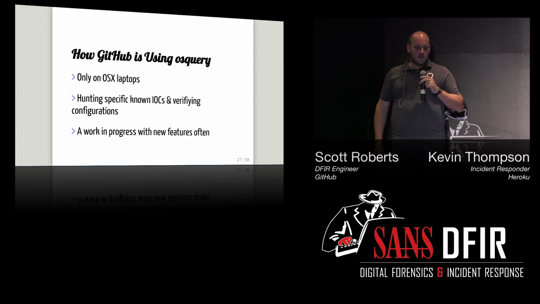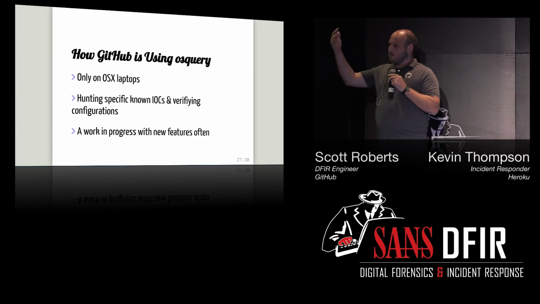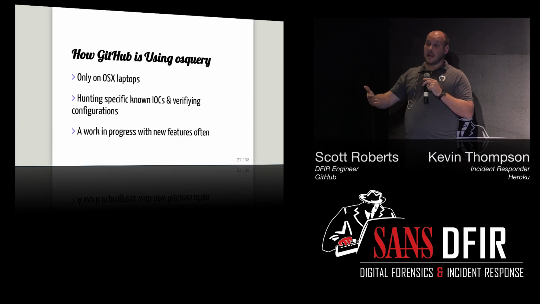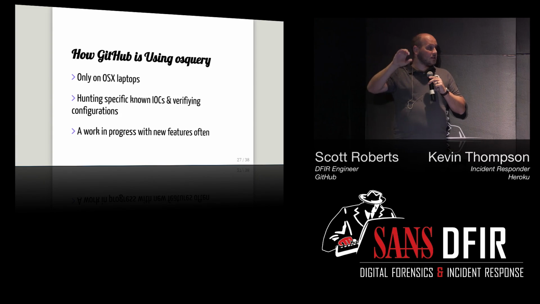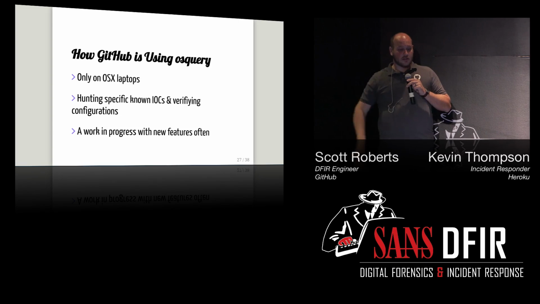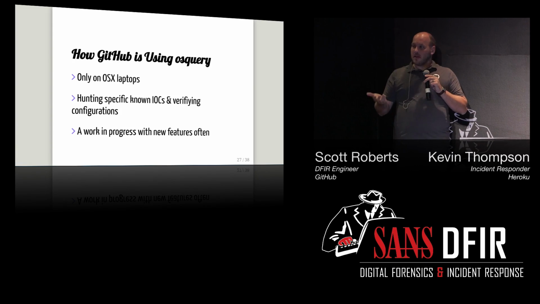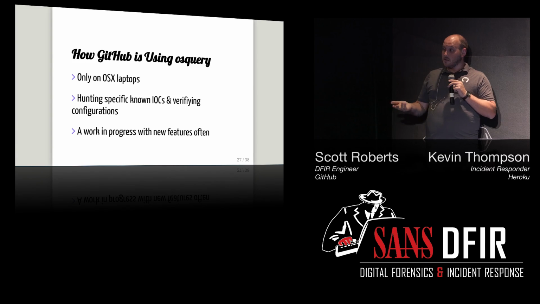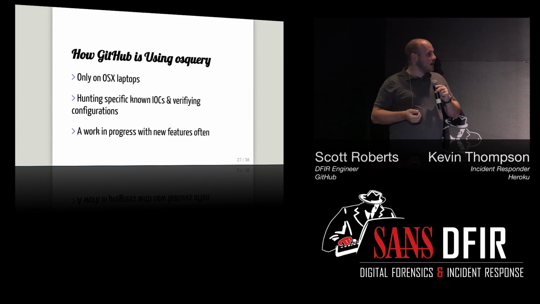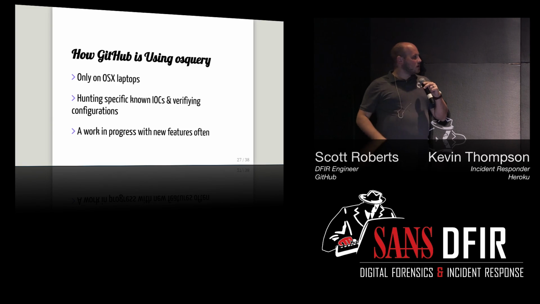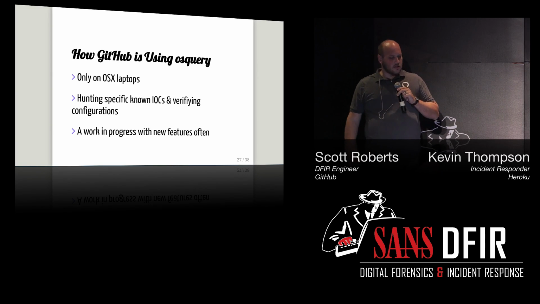We use it very specifically for hunting known IOCs. So whenever any new information comes out about people attacking Macs, the first thing we generally do is take it, figure out how to write queries against it, and then push that out to all of our endpoints. And we also use it a little bit for verifying configurations, things like making sure everybody actually has full disk encryption turned on. It's still a work in progress, but when we first started talking about this, we were just barely rolling it out, and now it's been in production for a few months and going really well.